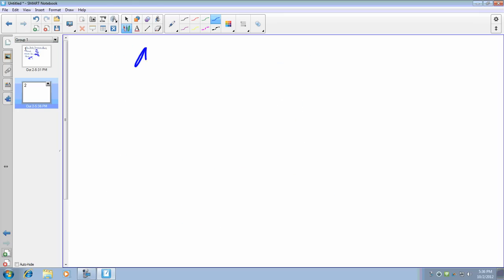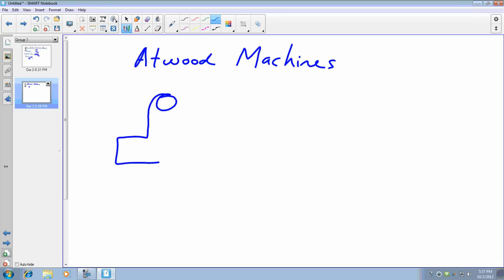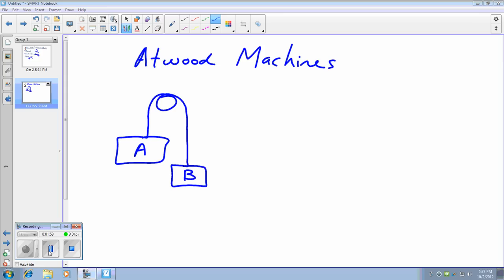For Atwood machines, let's see if we can find not only the acceleration of the machine itself, or of the system, but also the tension on the string. Atwood machines are basically a pulley system where we have a pulley, mass A, and mass B, and mass A is meant to look larger in this scenario so that we can begin discussing its acceleration.